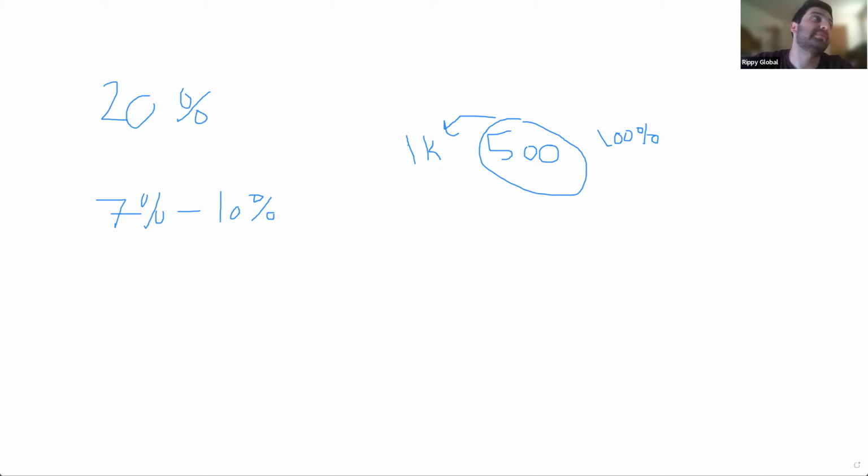How do you apply risk management? What is the average account sizing you guys are trading? Can you type it in the messages? $3K, $25K, $10K, $8K, $1,000, $10K.